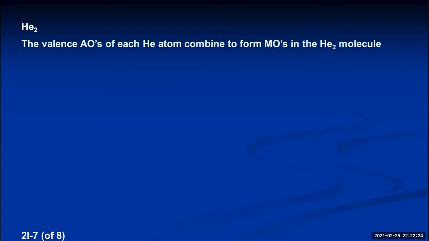And we've actually already seen the pictures of what 1s orbitals do when you add them or subtract them. So I'm not going to draw those pictures again, but it's going to look just like for hydrogen. The 2 1s's are going to combine together by adding wave functions to make a sigma 1s bonding. And they're going to combine together by subtracting wave functions to make a sigma 1s antibonding. So the valence AOs of each helium atom are going to combine to form molecular orbitals in the He2 molecule. And those are going to be the exact same orbitals we saw when we did this whole analysis for hydrogen. So it's not going to be any different.